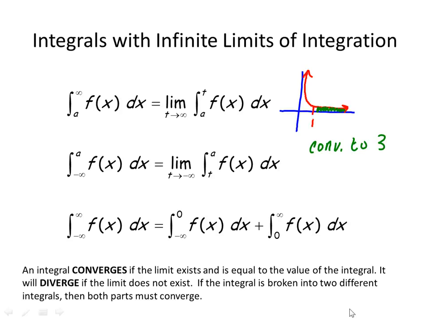However, if the first one converges, let's say at 3, and the second one converges, let's say at 2, then the whole thing converges at 5. 3 plus 2, because you're adding. Okay? Alright, so let's try this.